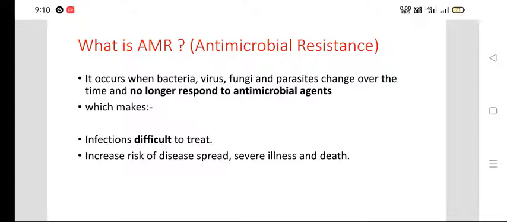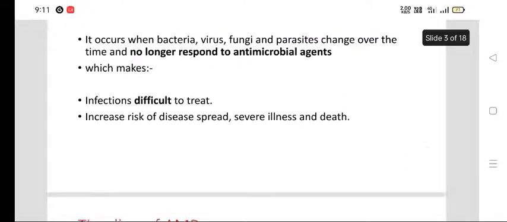So this is acquired resistance, and acquired resistance makes infections difficult to treat. It increases the risk of disease spread, increases the severity of illness, and ultimately death may also occur.